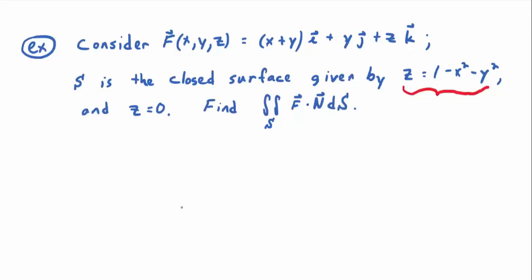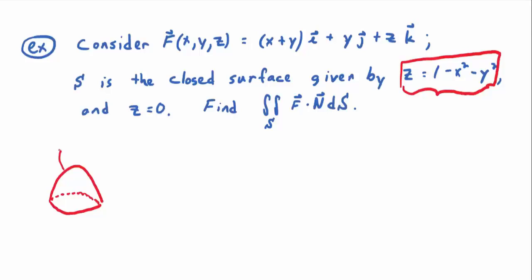It's actually a paraboloid, isn't it? That opens down. The vertex would be at 0, 0, 1. And it is not a closed surface, is it? I could do better than that. So this would be the paraboloid represented by z equals 1 minus x squared minus y squared. This is not a closed surface.